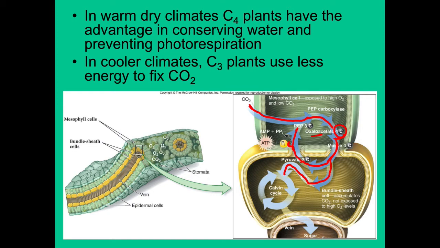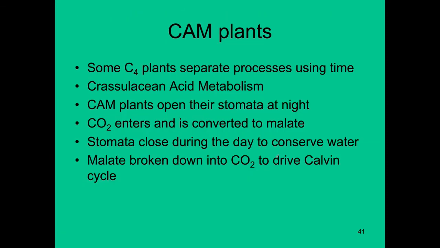So in C4 plants, we have spatial separation of the Calvin cycle from another cycle up here. So this is the PEP cycle. This is the Calvin-Benson cycle down here. CAM stands for crassulacean acid metabolism. That's what CAM stands for. And some C4 plants have evolved or changed their processes using time.